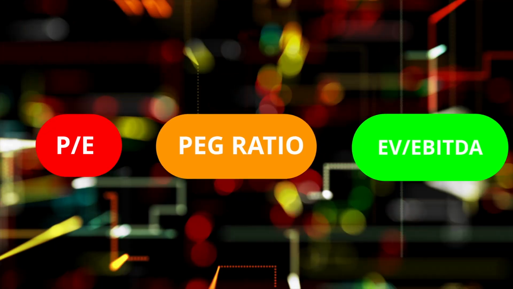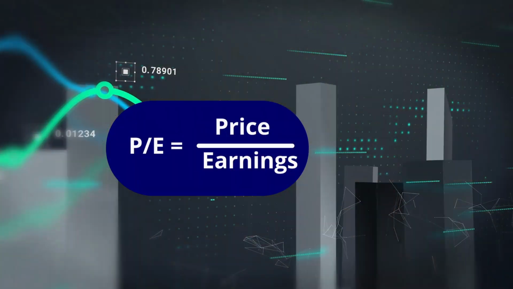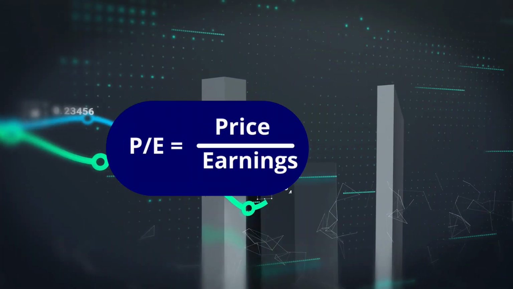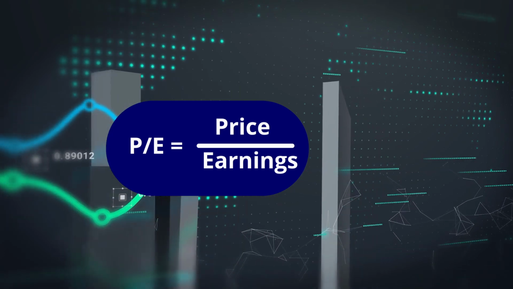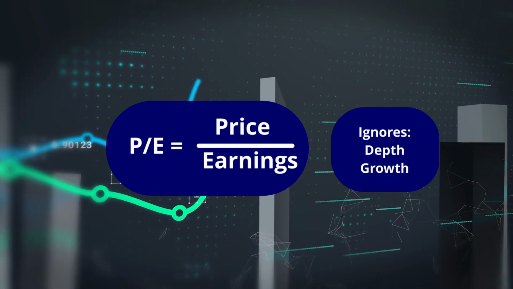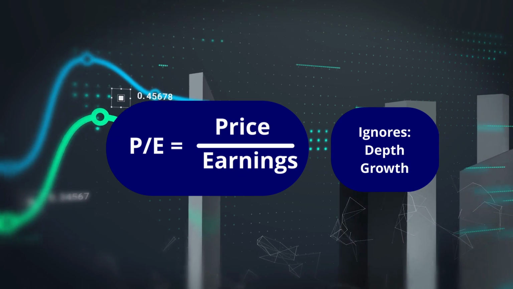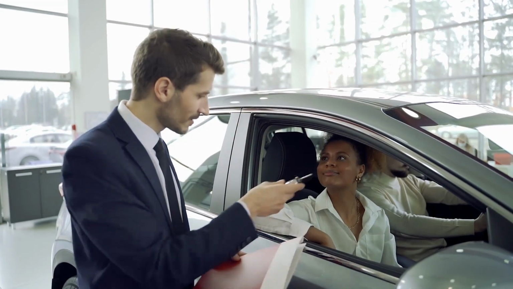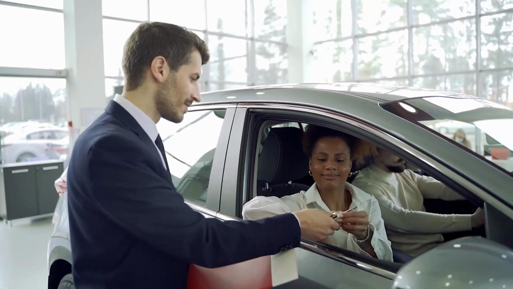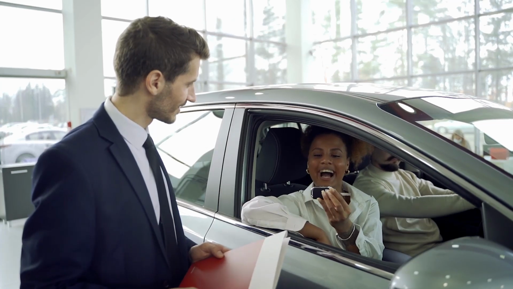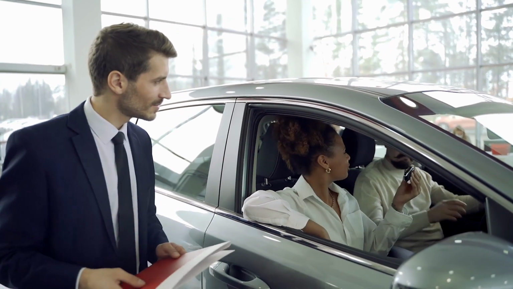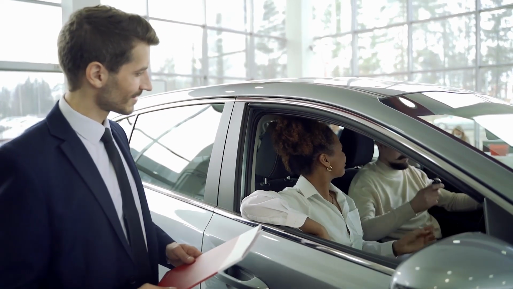Let's start with the price-to-earnings ratio. It tells you how much you pay for $1 of profit. It's a great starting point, but it has two massive flaws. It completely ignores growth and it completely ignores debt. Imagine buying a car just based on the price tag without checking if the engine works or if there's a massive loan attached to it.